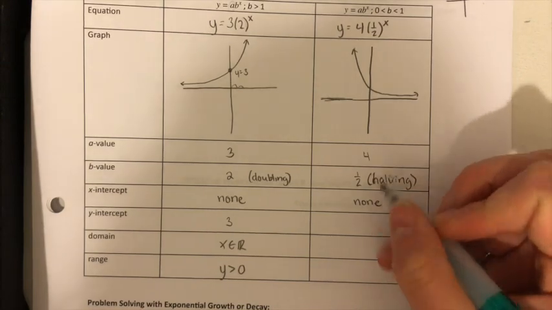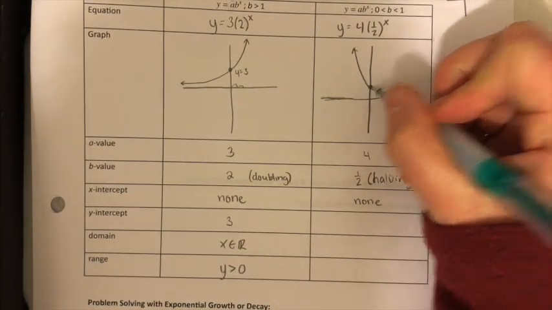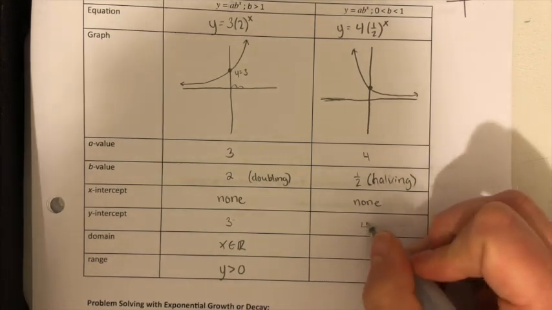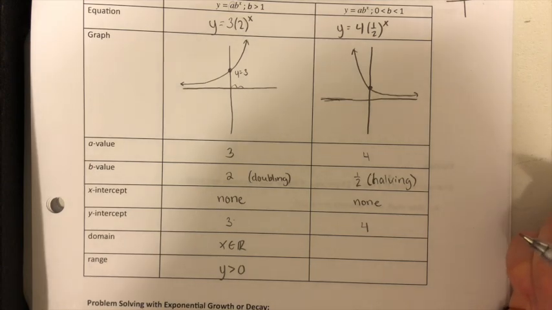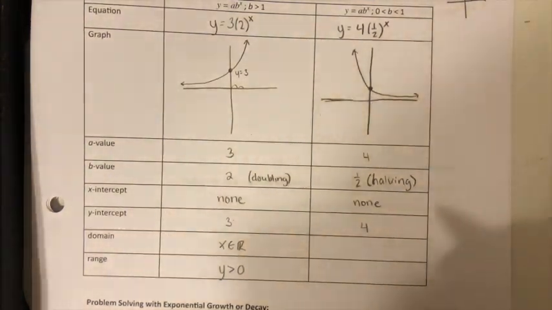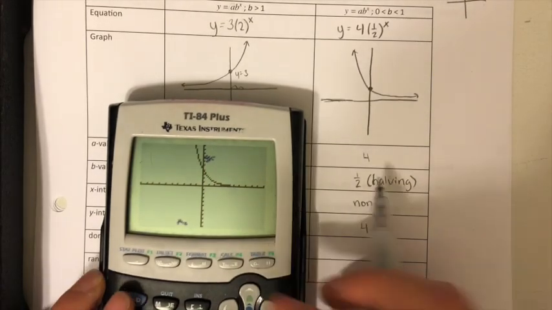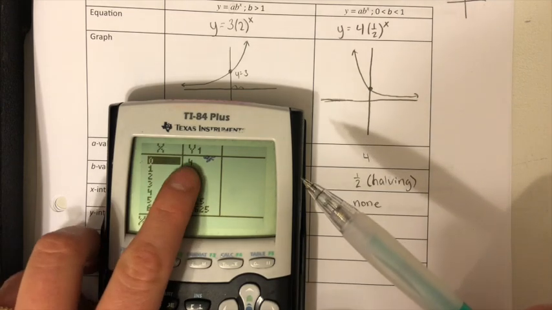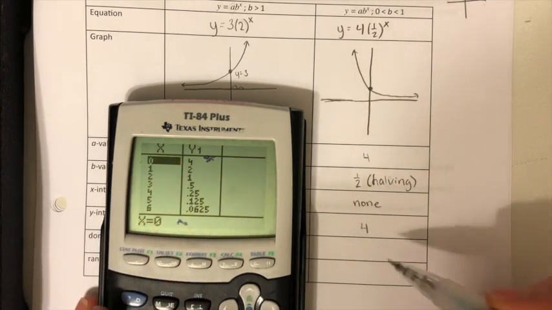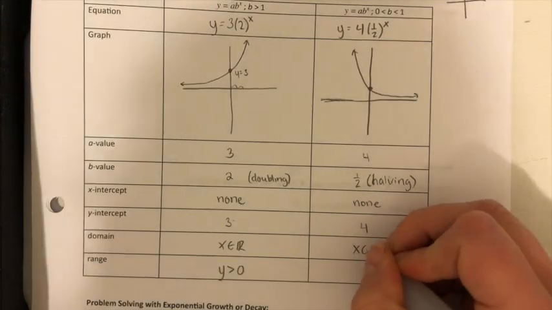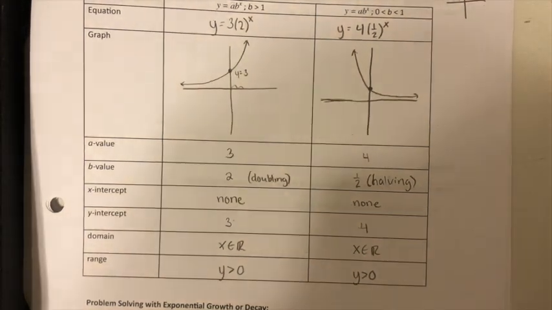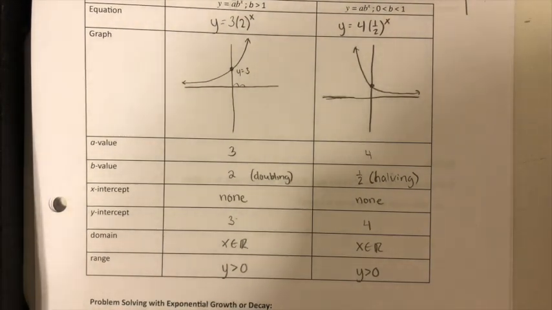My y-intercept is going to be that initial value. So just like my a value and my y-intercept matched here, my a value is going to match my y-intercept there. Okay, so we could double check it here. We could also look at the table. If you go second to the graph button, it's going to give you a table, and when x is 0, y is 4. So we see that. My domain is x is all real numbers again, and then my range is y is greater than 0. So that's kind of like the standard form of an exponential graph.